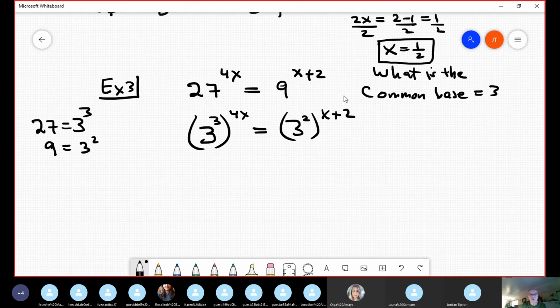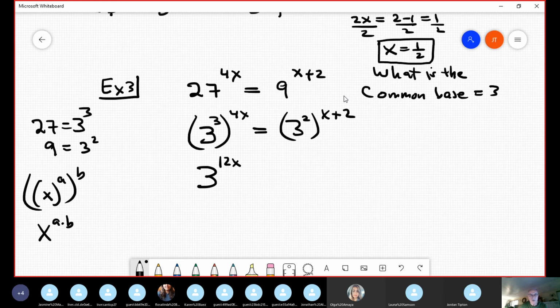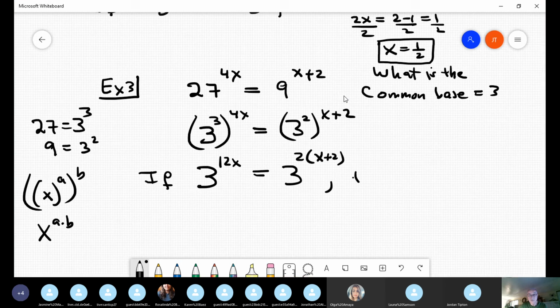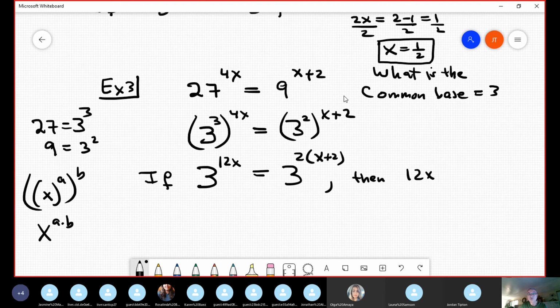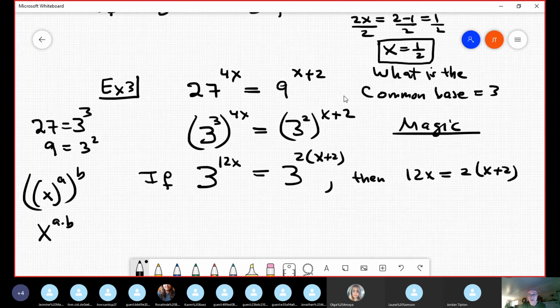Okay, nice. And you apply the property of multiplication of the exponents when you have different levels of exponent. Suppose you have a to the b, raised to the c, is a to the b times c. So 3 to the 12x. Where does 12 come from? 3 times 4, x. It is equal to 3 to the multiplication 2 times x plus 2. Now, if the base is the same, then the conclusion is 12x is equal to 2 times the parenthesis x plus 2. This is magic, guys. You convert magically the exponential function to a linear function.